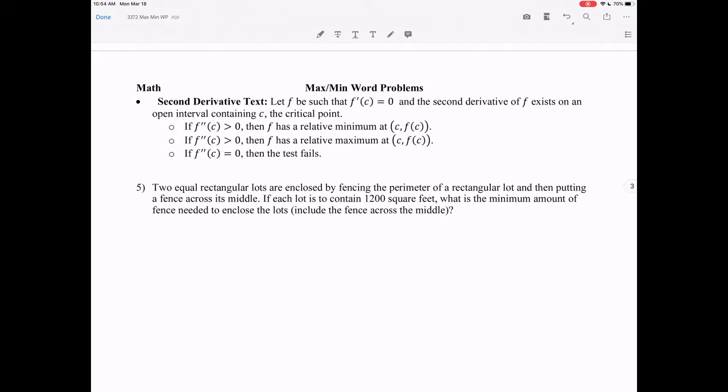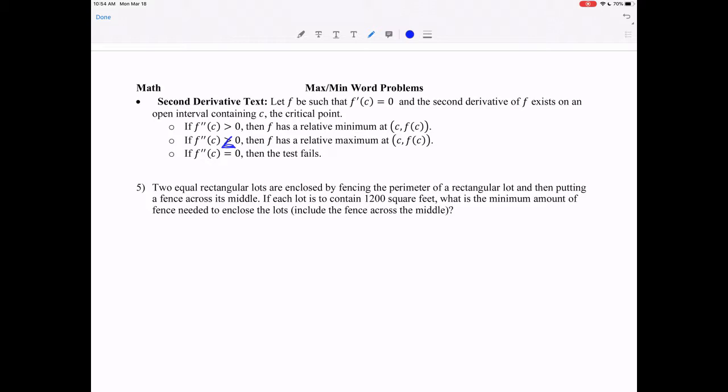All right, now let's go on to the next one. Now we're going to talk about the second derivative test. So first off, there's a typo. This should be less than, not greater than. So what you're doing with the second derivative test is you're checking whether or not the first derivative is a max or a min. And what that tells you is whether the function is a max or a min.